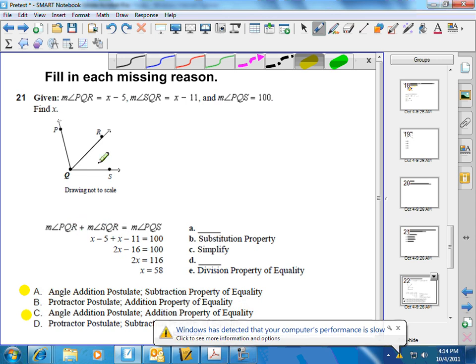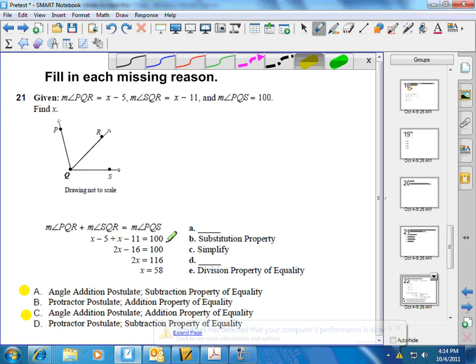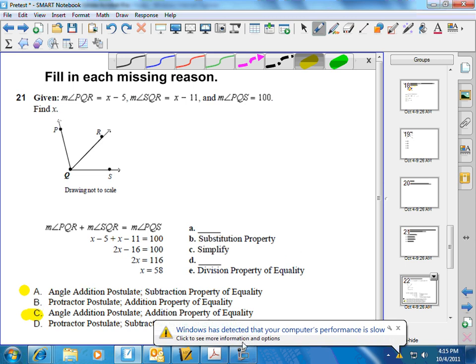The measure of PQR is x minus 5 and so forth. So we're substituting. Now we have an equation that we can solve. Okay, they're first simplifying or combining like terms. You've got x plus x is 2x, negative 5 minus 11 is negative 16. And then notice, in trying to get x by itself, they're going to add 16 to each side. Okay, that's the addition property of equality. So that leaves us with answer choice C. And we'll stop there.